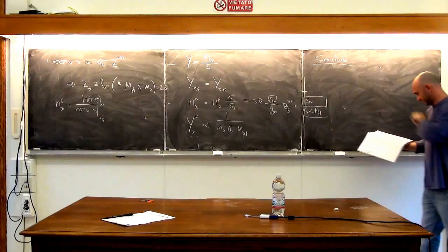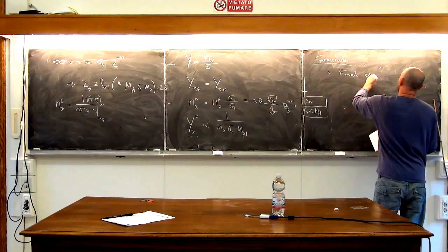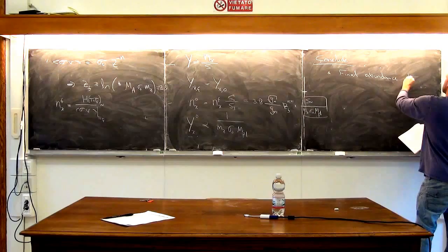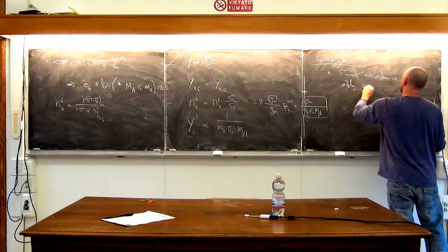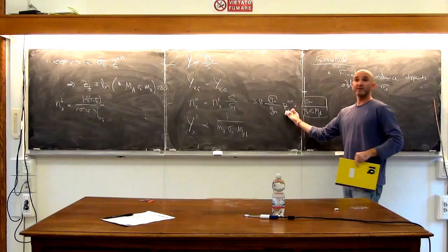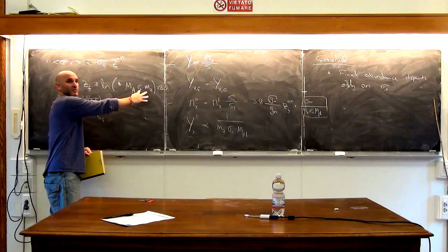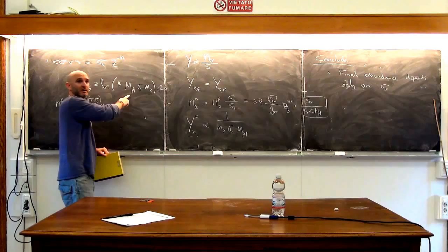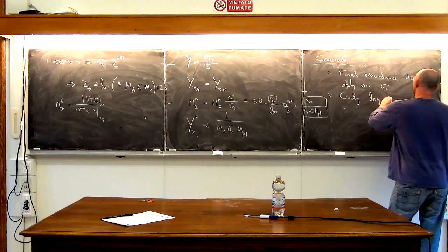So first of all, as we said before, the final abundance depends only on sigma naught. And there is, of course, the freeze-out temperature, which depends only weakly on both the mass and sigma naught. So at leading order, we only care about sigma naught, and the freeze-out temperature actually depends only logarithmically on n chi. So only logarithmic dependence on n chi.